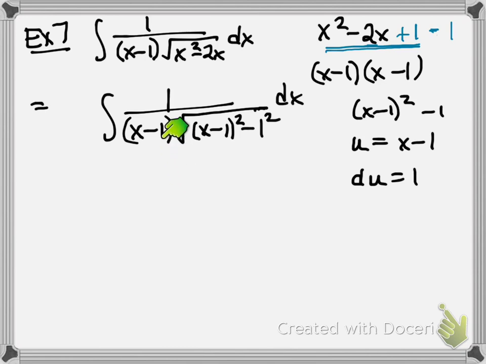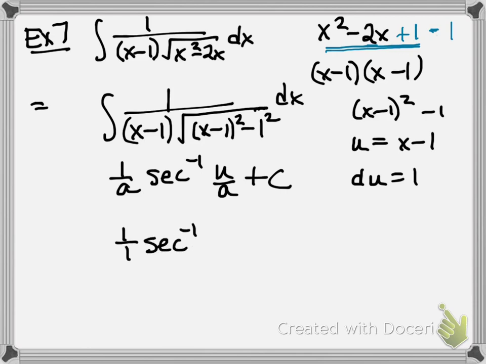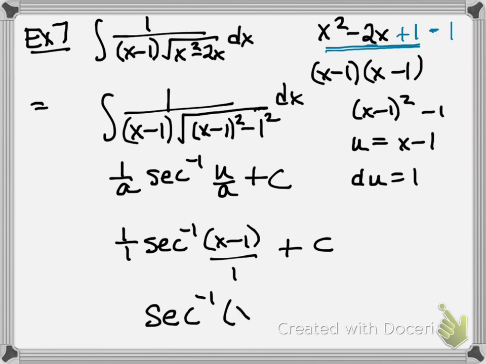So if I integrate, the formula says, here's the formula, I'll just write it down, 1 over a inverse secant of u over a plus c. So if I integrate this using that, this is my u, and my a is a 1. So I'm going to have 1 over 1 inverse secant of u, which is x minus 1, over a plus c. And so to simplify, I have inverse secant of x minus 1 plus c.